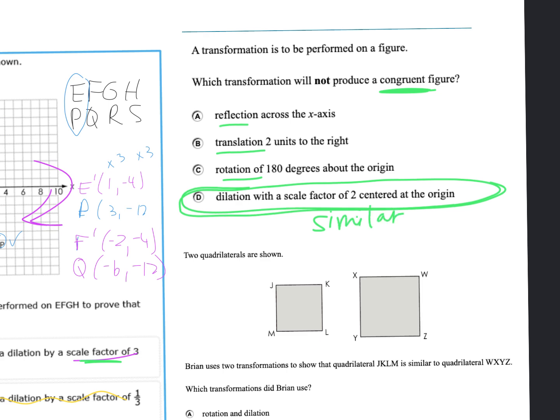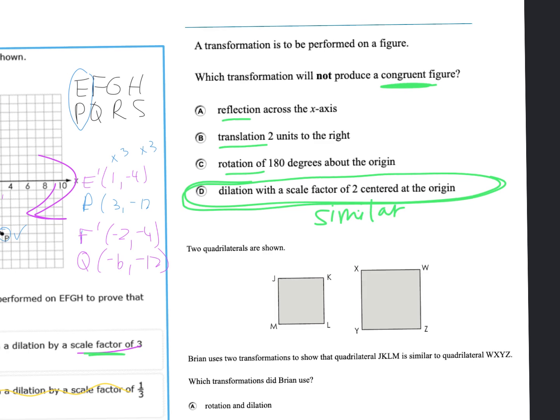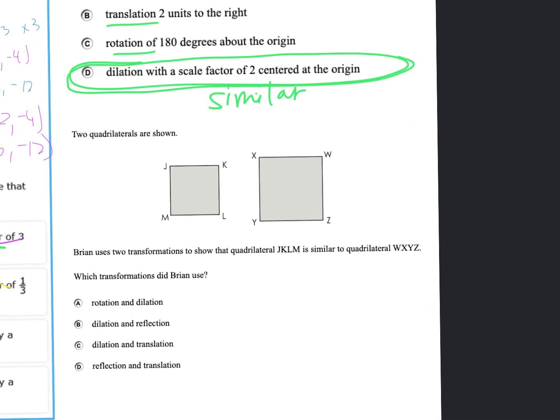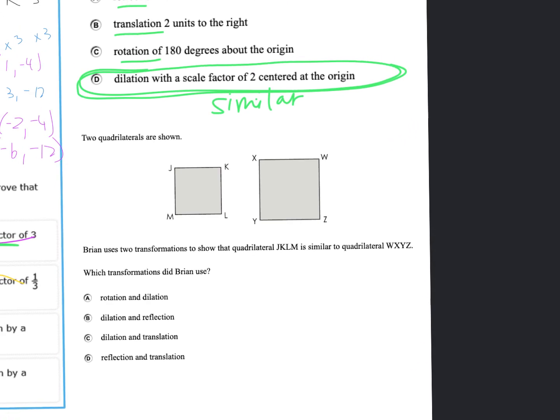Okay, so that's a good question that you might see. All right, Brian uses two transformations to show that these are similar to each other. J, K, L, M is similar to W, X, Y, and Z. So definitely it's enlarging, so it's going to be a dilation. So it can't be A or C. Now, is it a reflection? Did it flip or did it slide?